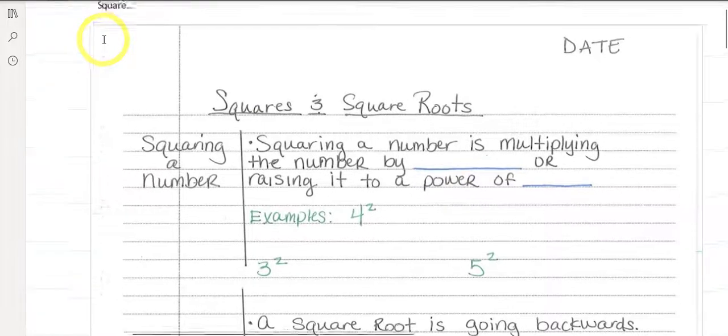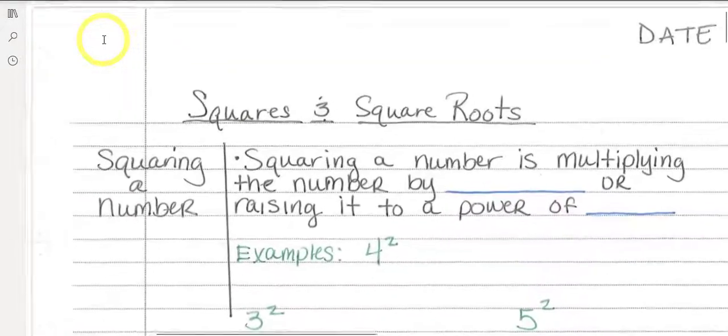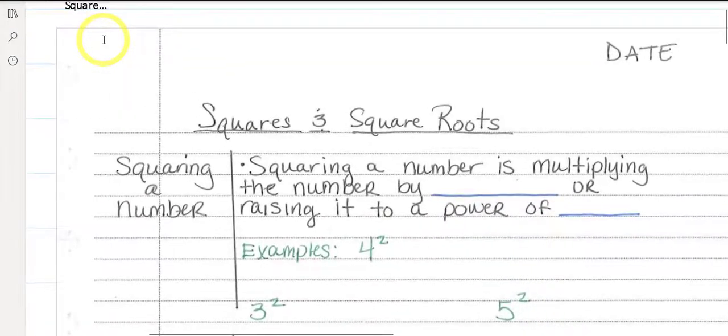Okay, so squares and square roots. The first thing we're going to talk about is squaring a number. When we are talking about squaring a number, we're talking about when we take a number and we multiply that number by itself. So squaring a number is multiplying the number by itself, or another way to say this is raising it to a power of 2. That means that we're using 2 as an exponent.